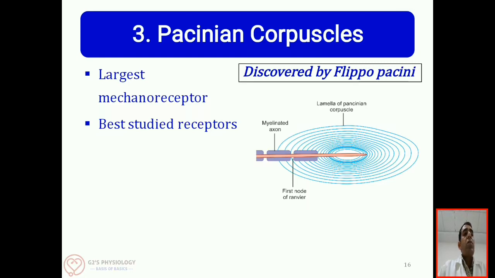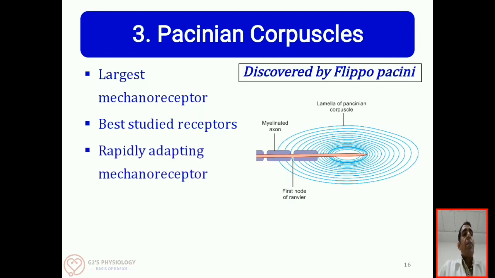So whatever study has been done on receptors, that is mainly on the Pacinian corpuscle. When the receptor is stimulated, it will generate the action potential in the afferent fiber. Where? At the first node of Ranvier. So the first node of Ranvier is the site where the action potential is generated from the receptor potential.